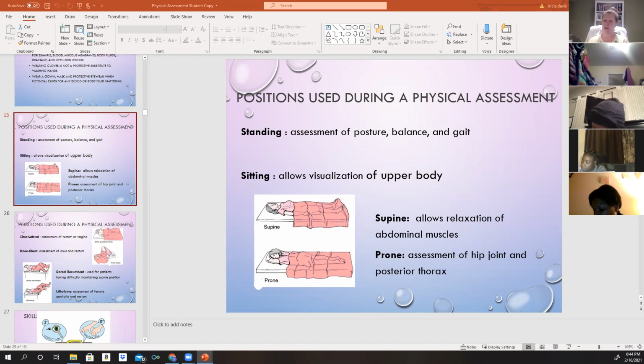When they're ambulating in the room, do they move very fluidly, put one foot in front of the other with no issues? Do they wobble? Are they having problems with one leg? Things like that. Sitting allows you to visualize the upper body. I think everybody knows what the sitting position is. And then we have supine, which allows relaxation of the abdominal muscles. And then the prone position, you could use for assessment of the hip joint and the posterior thorax.